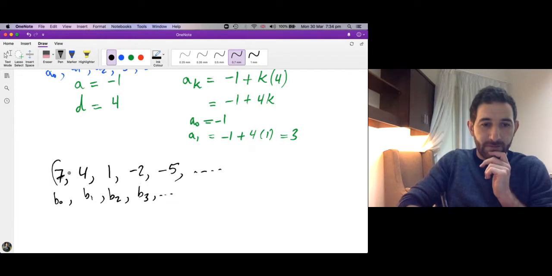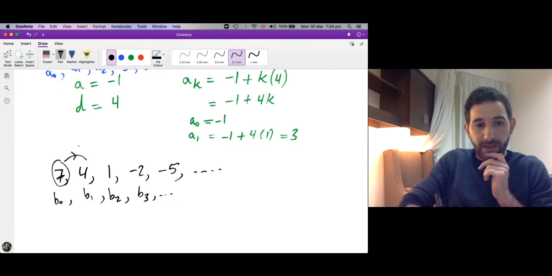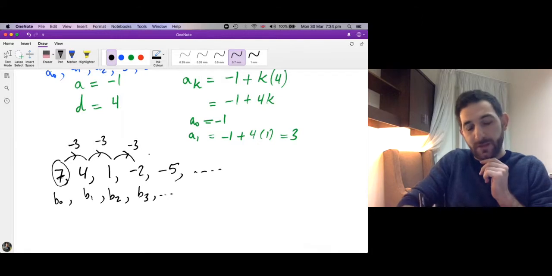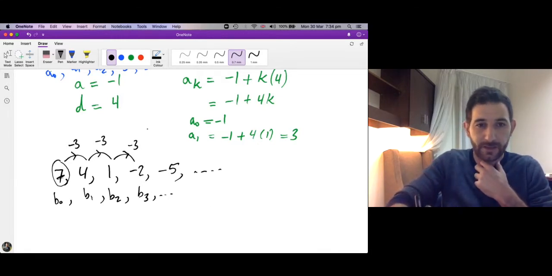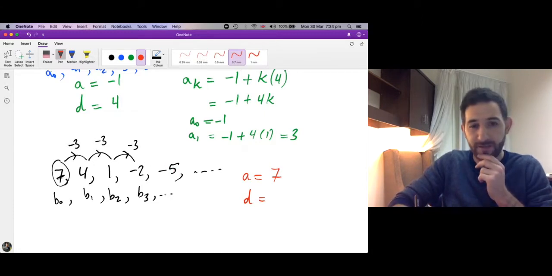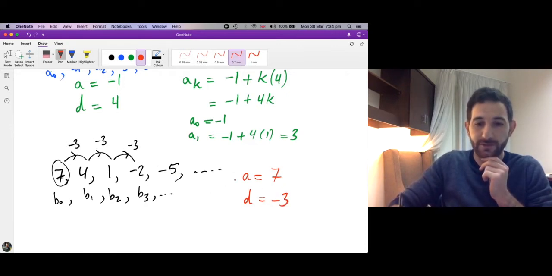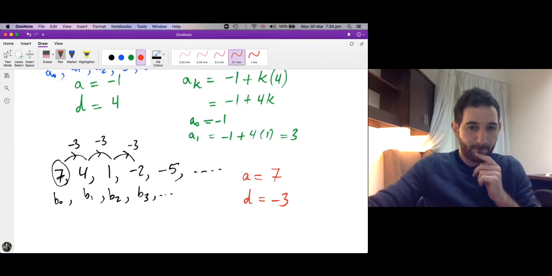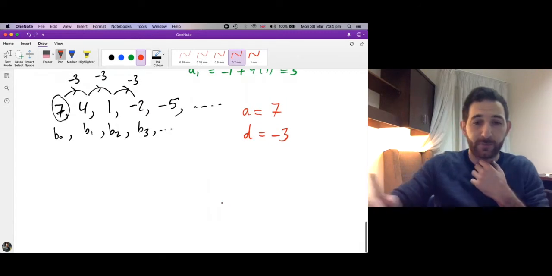So the first term is 7, and then we obtain 4 by adding -3, and then we obtain 1 again by adding -3, and we keep adding -3 to obtain the rest of the sequence. So you see here that in this example, the initial term, which we call A, is 7, and the common difference, the difference between one term and the previous one, is -5 minus -2, which is -3. So the common difference is -3 and the initial term is 7. This is what we call an arithmetic progression.